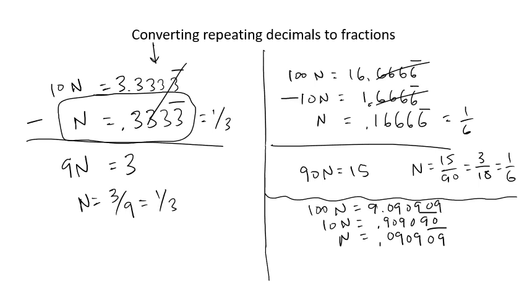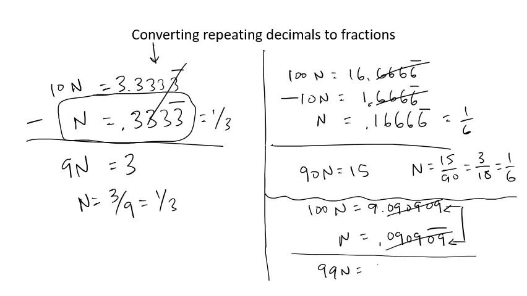9.090909. And so now I can see that these match up. And so I can subtract these. I can just go ahead and erase this middle line. And so now I see that these will subtract. These decimal parts cancel. And so I get 99n equals 9. So n equals 9 over 99, or 1/11.